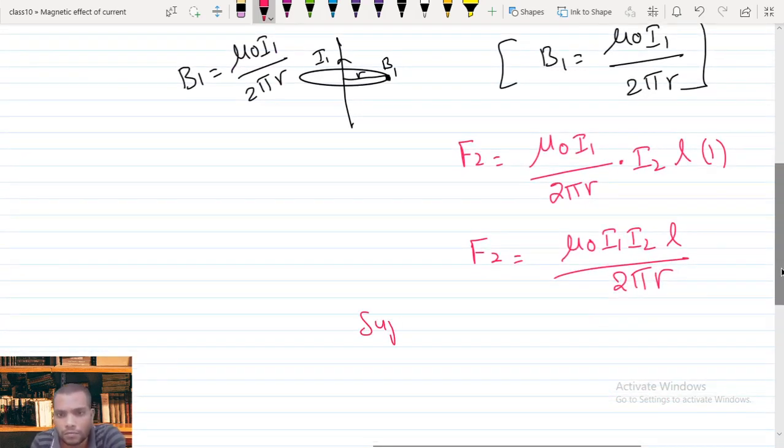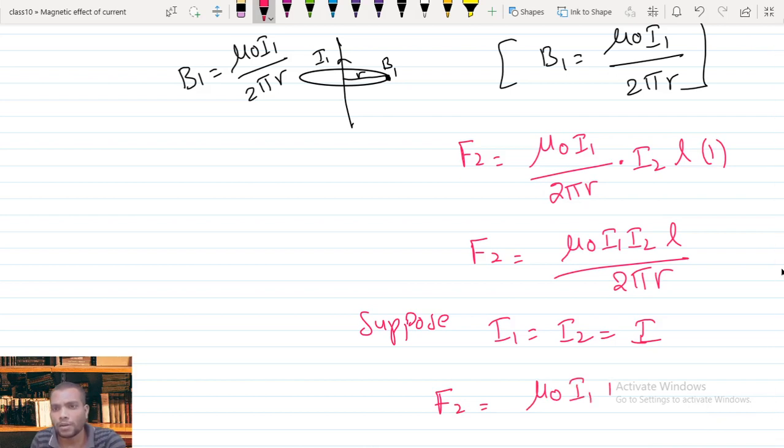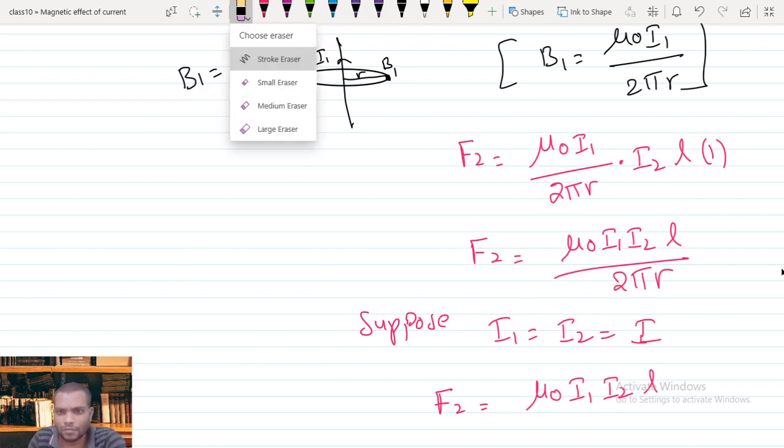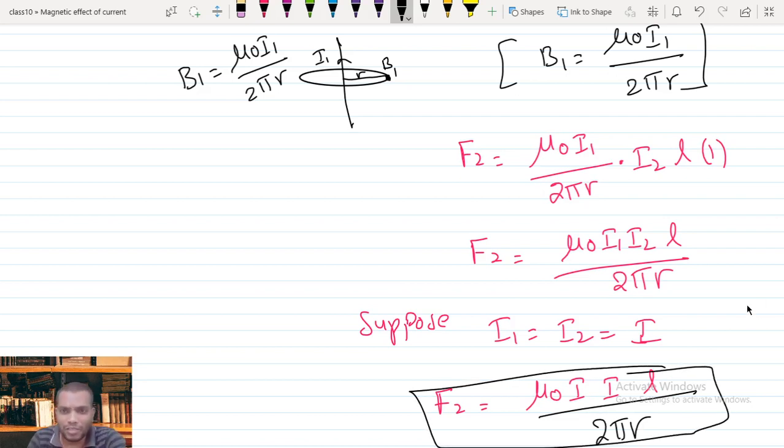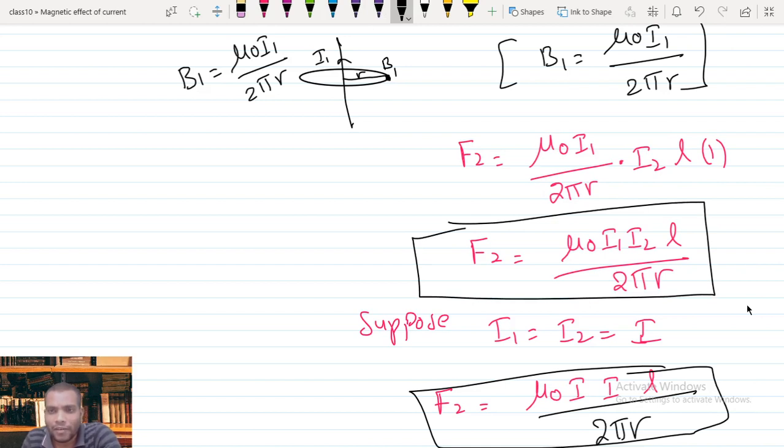Suppose I1 equal to I2 equal to I, the same amount of current passing through both. Then the force F2 equal to mu naught I times I L upon 2 pi r, if the currents are the same. Now this is the force on the second wire. We need force per unit length.